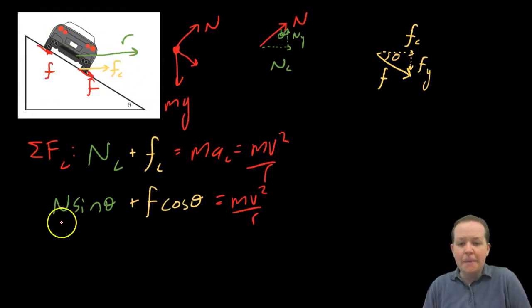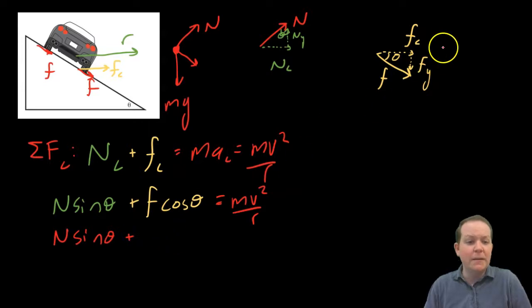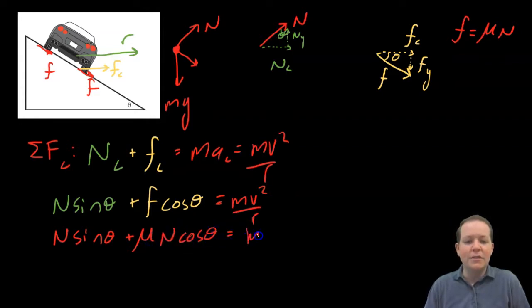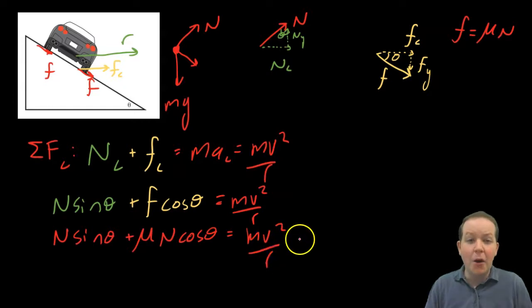You could go one step further. I'm going to stick with red. N sine of theta plus, what's friction? Friction is equal to mu times the normal force. That's mu times N cosine of theta equals mv squared divided by r.